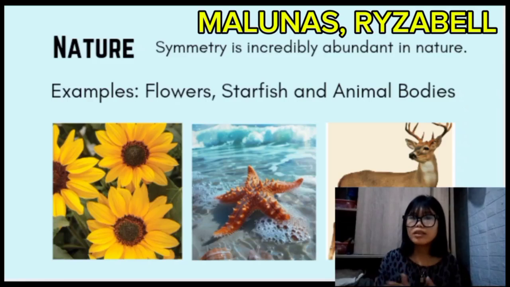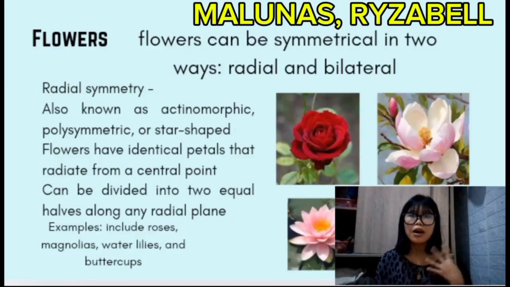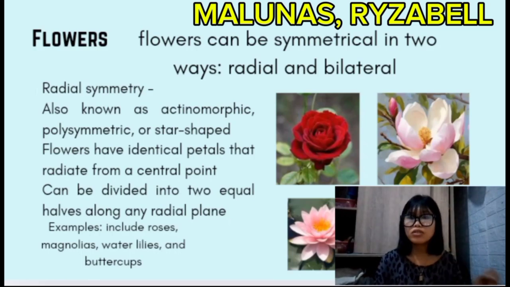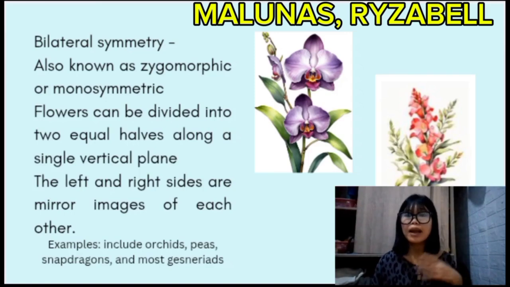And another one is nature. Examples of nature are the starfish, the flowers, and the animal bodies. Flowers consist of two symmetries, which are radial and bilateral symmetry. For radial symmetry, an example is roses, as you see in the picture, which are flowers where you can see radial symmetry. And for bilateral symmetry, examples are snapdragons and orchids. So that is an example of bilateral symmetry.